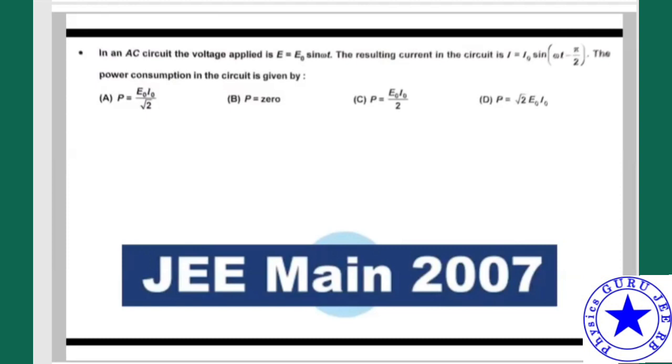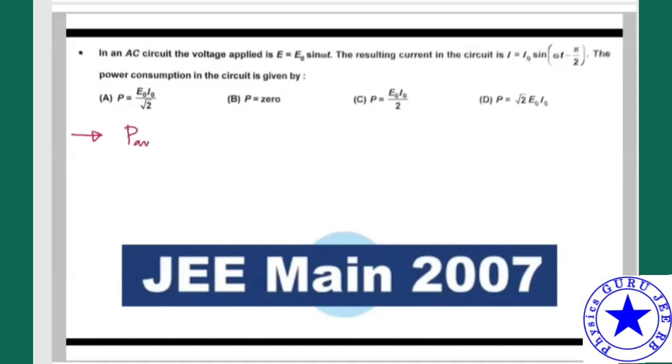Then the resulting current in the circuit is I equals I naught sine omega t minus pi by 2. The power consumption in the circuit is given by... So how do we calculate power consumption in the circuit? Let us see here. To calculate the power consumption, the average power consumption in the circuit is given by average power.